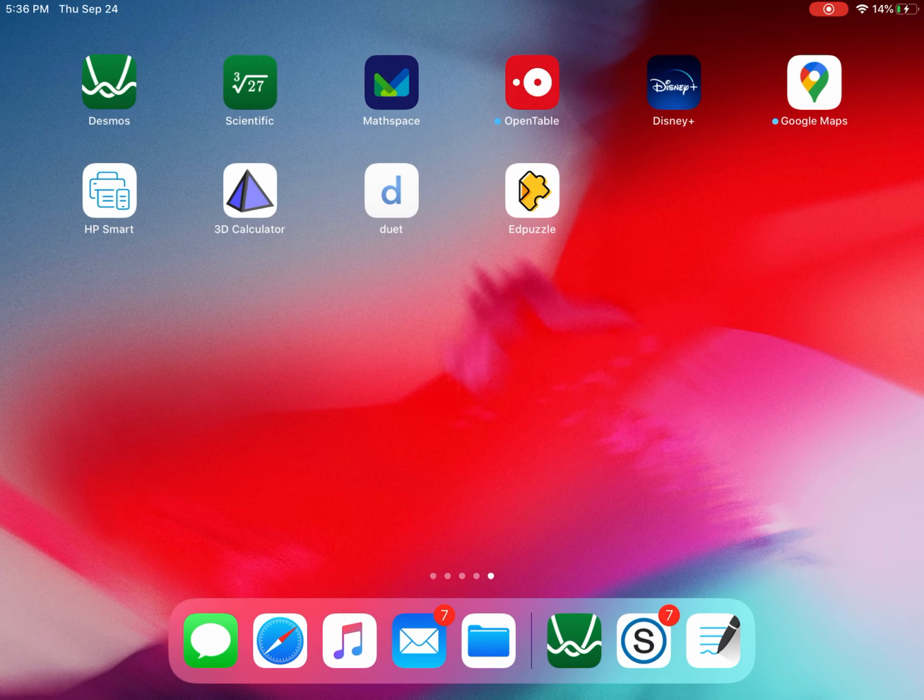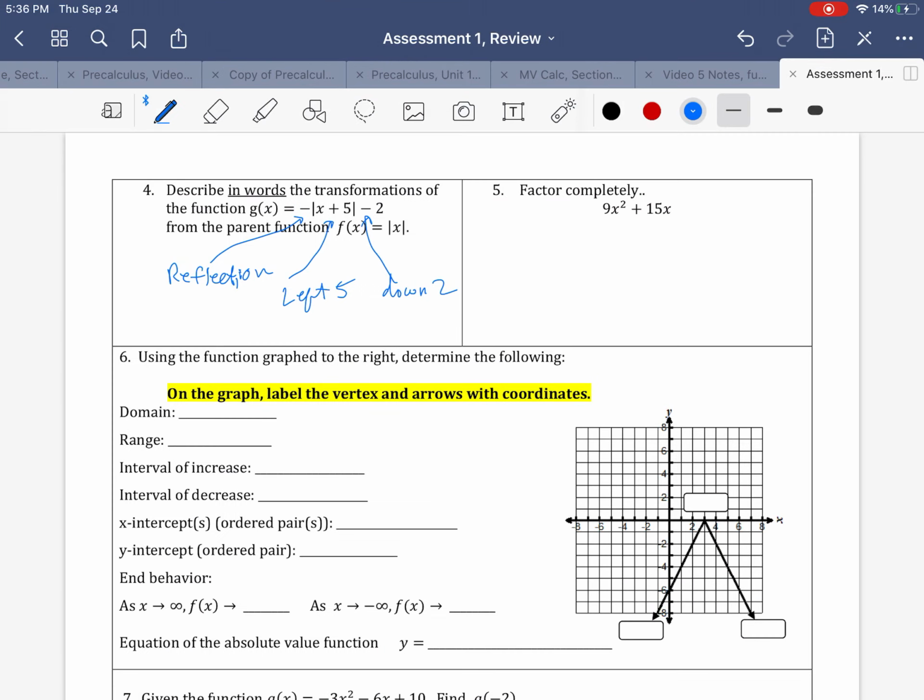Okay. All right. So factor number 5 completely. So number 5, first of all, anytime I factor, I look for the GCF. Remember the letters GCF mean greatest common factor.